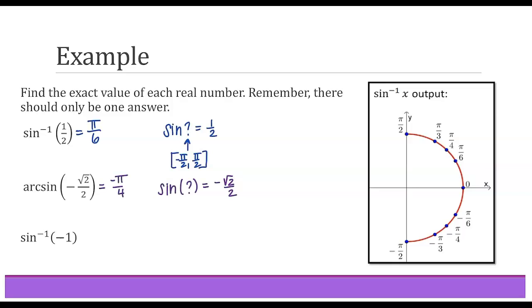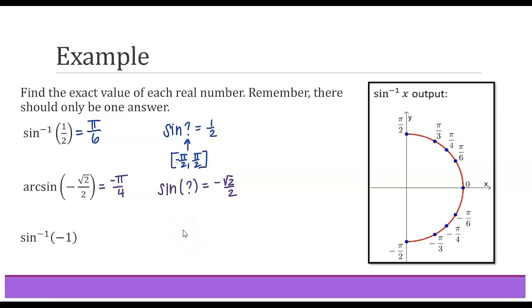And it is not an option to write 7 pi over 4. Even though those are coterminal angles, arcsine or sine inverse had a very particular restriction for its output. So it has to be the negative versions of the angles.